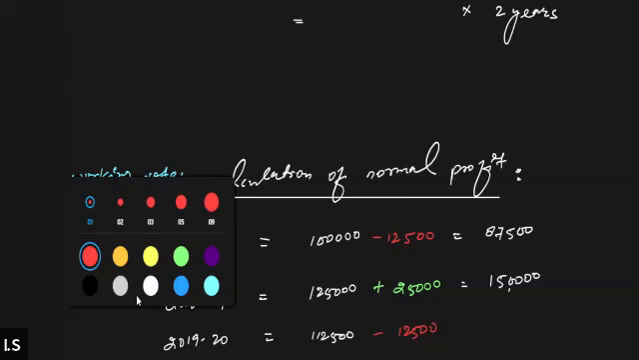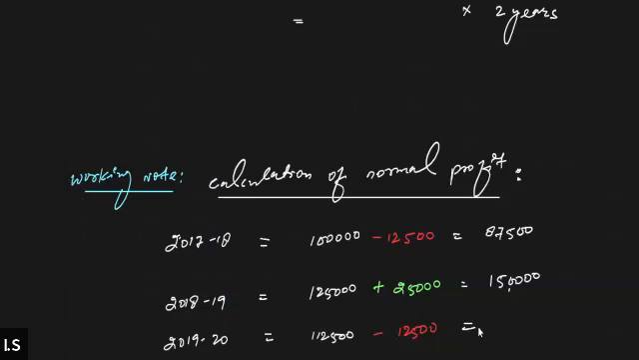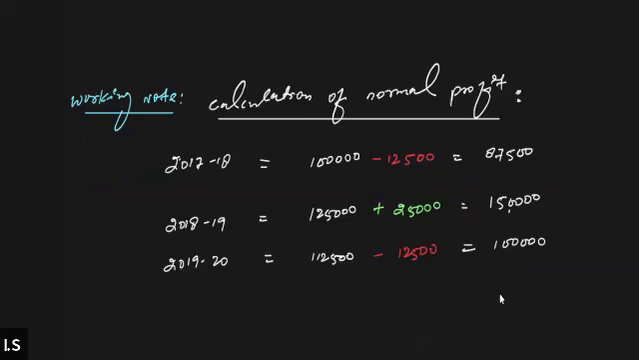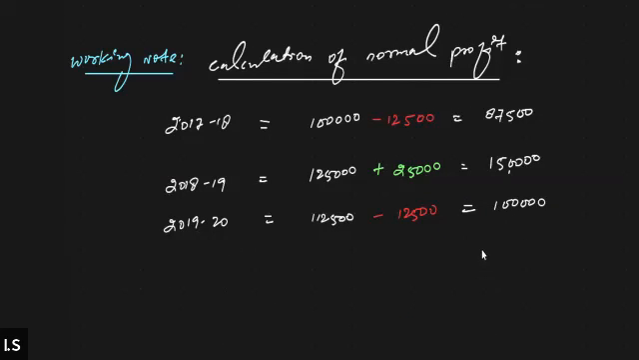All right, now tell me the value that will be left after subtracting 12,500. It will be 1 lakh. Is that right, everyone? Shifa and Saif, is that clear to you? Yes, sir.